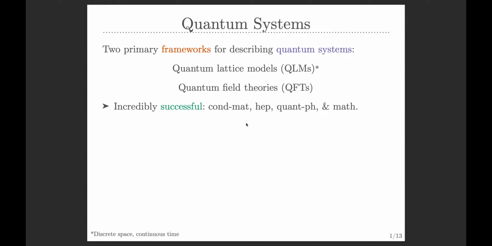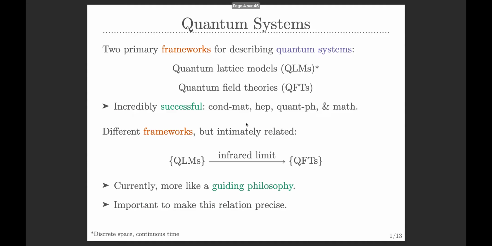So they've been successful in all different types of physics, from condensed matter to high energy, to quantum information, and also pure mathematics. And they're different frameworks, but they're intimately related. Namely, there's this idea that I can have some quantum lattice model, and I take the so-called IR limit, or I do some RG machine. And I should land on some quantum field theory that describes aspects of the quantum lattice.